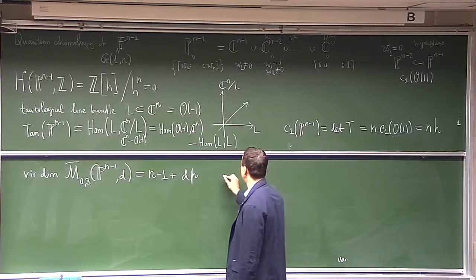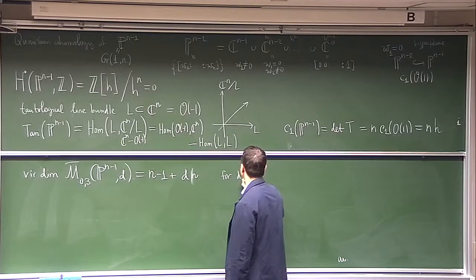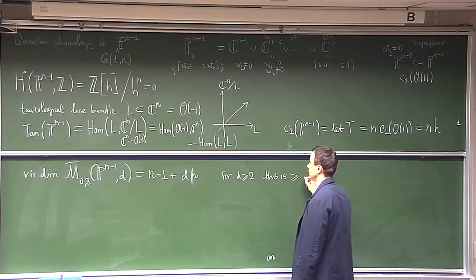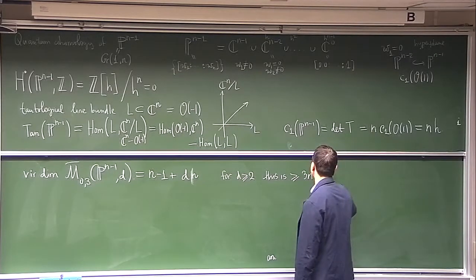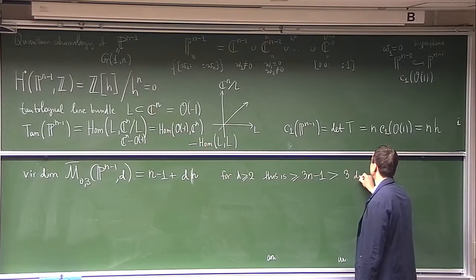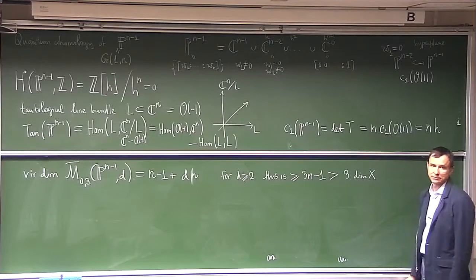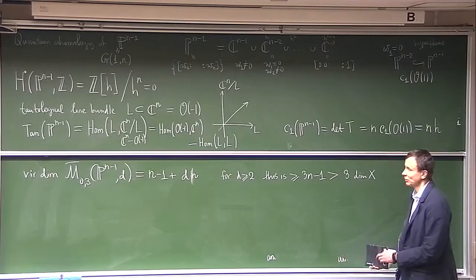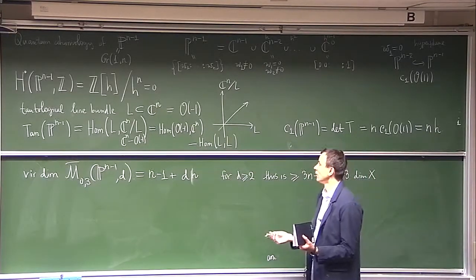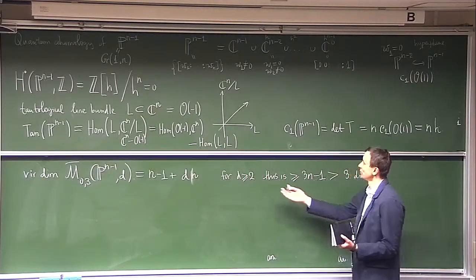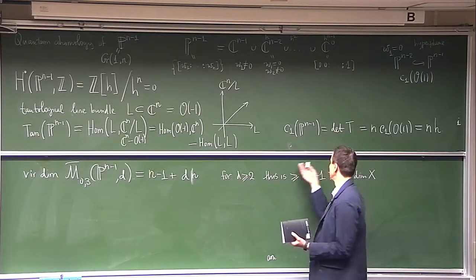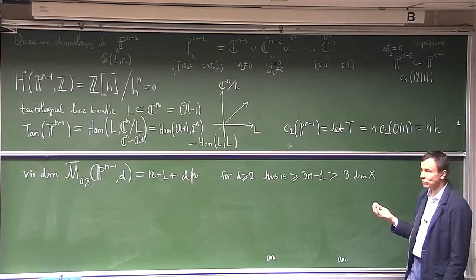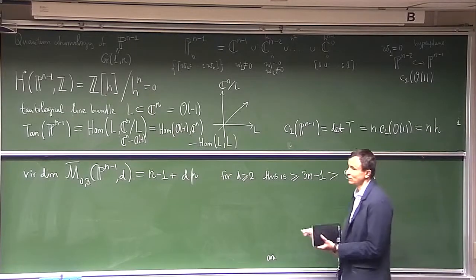And so for d greater or equal than 2, this is greater or equal than 3n minus 1, which is bigger than 3 times the dimension of X. Remember, in a triple product we're looking for a cycle of this dimension. Well, for a curve of degree bigger or equal to 2, there's just no place for this cycle. Therefore, what survives are only the constant map and the line.